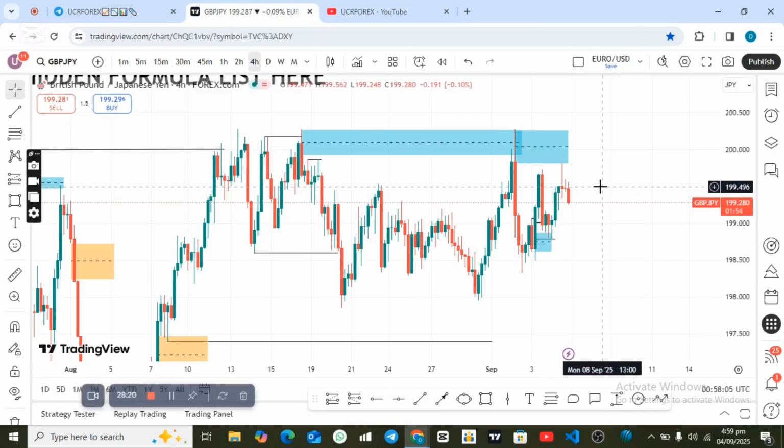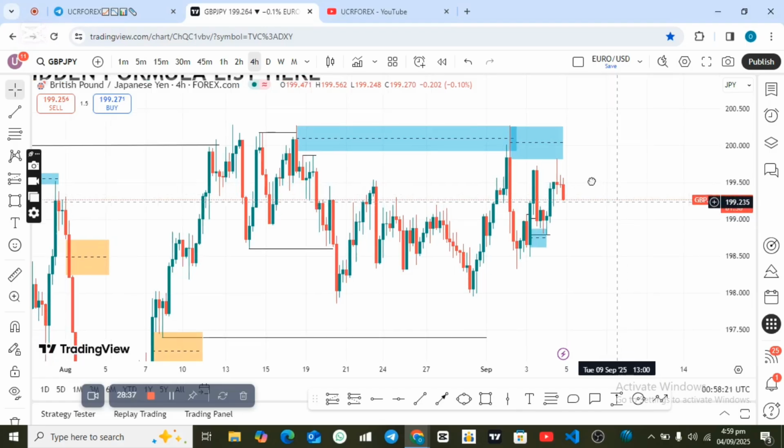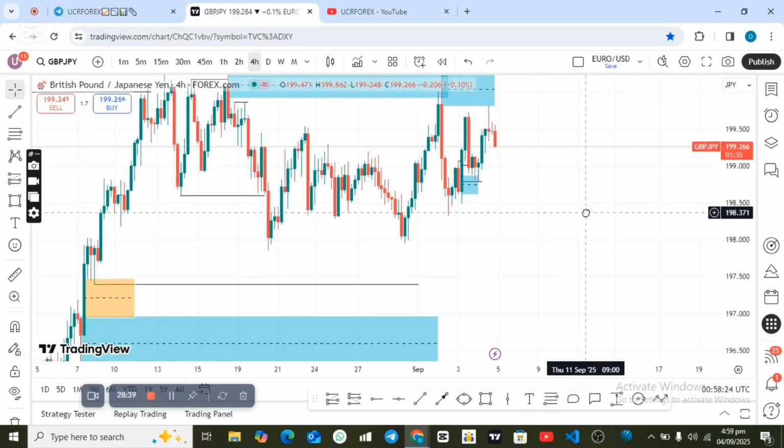Another one that is very, very important is that it must be unmitigated. This one is the one you have to take serious. You have to take it very, very serious. It must be unmitigated. When I say unmitigated, it must be a POI that has never been touched before. Now, let me explain.